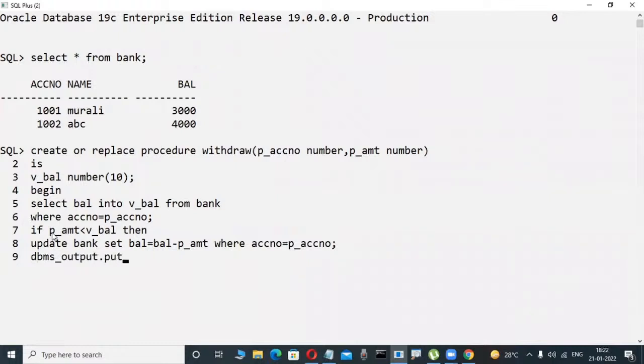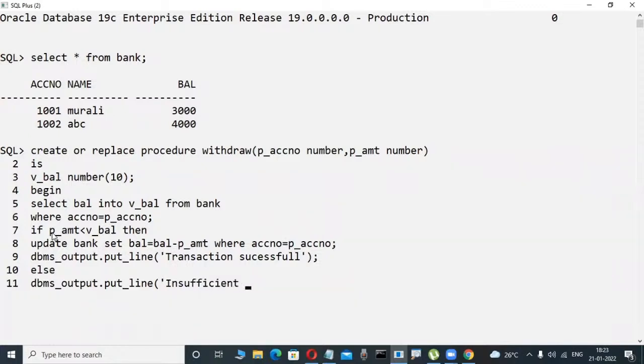Here I am writing some message, same like in Java or .NET. Some messages I try to display: your transaction is successful. Don't worry about this one, just observe it here. Else, simple coding. And now check it out here: else, insufficient funds. Okay, some codings are there. This is not a difficult coding, take it easy.